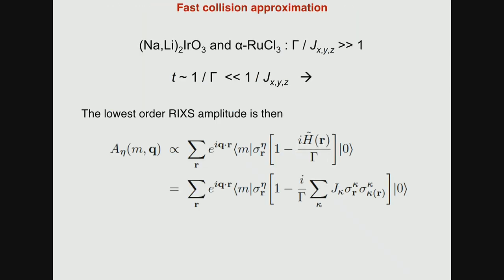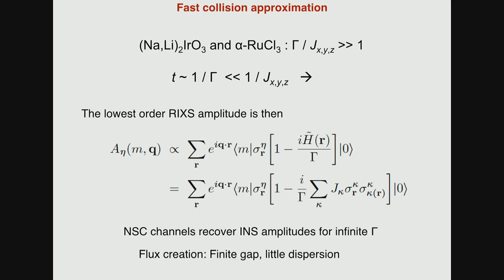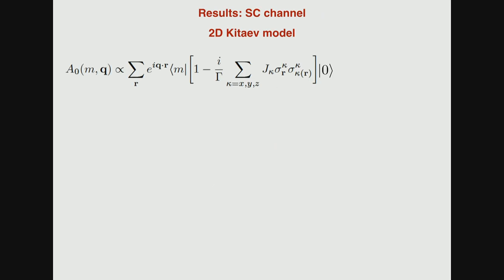So once again, skipping this, the only thing I will say is that in all these materials, gamma, the inverse lifetime of the core hole, is very large, much larger than the excitation, and therefore in the calculation we can do the perturbation in terms of 1 over gamma. And let me tell you about the results in spin-conserving channels. Once again, we are interested in the inelastic response, and these come in the first order in 1 over gamma.